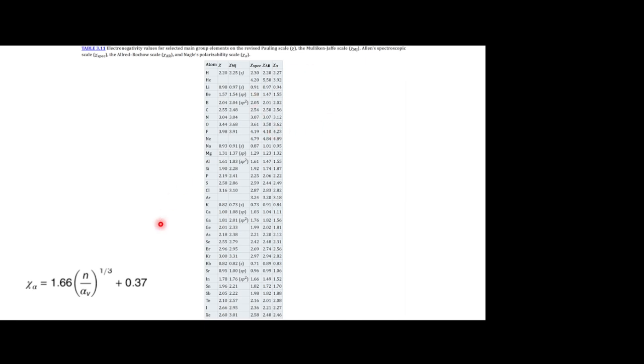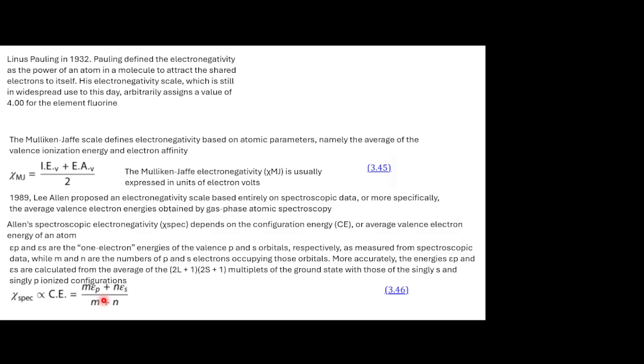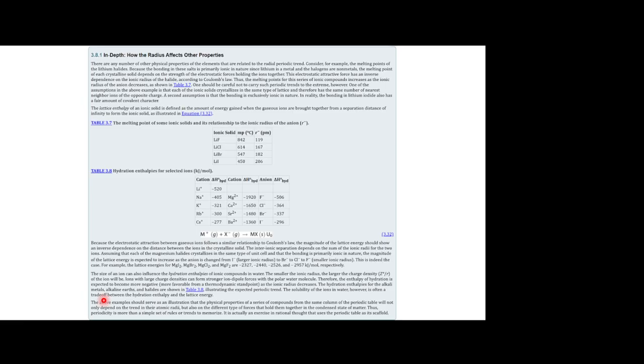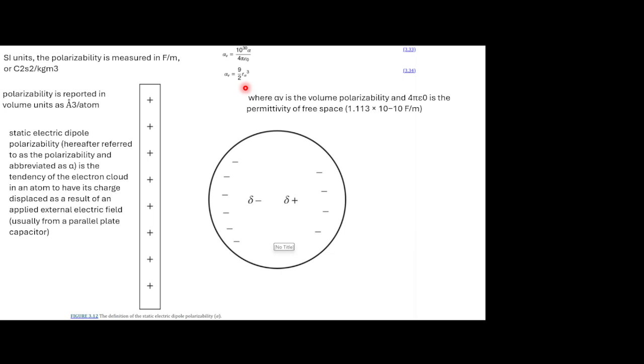This would be the chi alpha formula, by the way. You'll notice that it uses the alpha V right here, which is that polarizability that we talked about before, to calculate it, which is this right here.